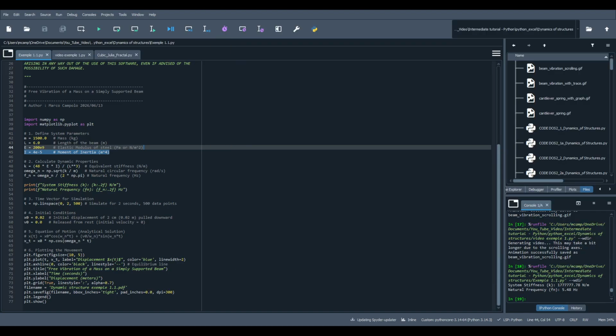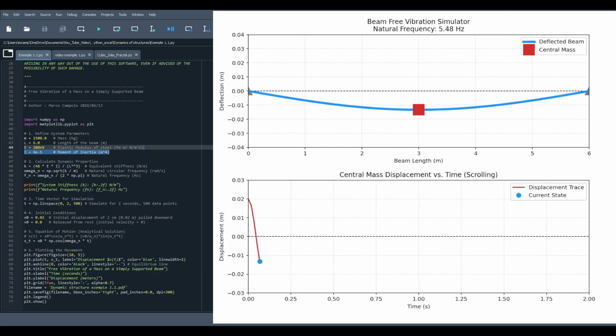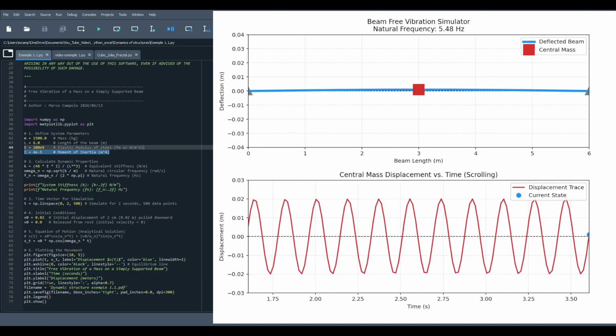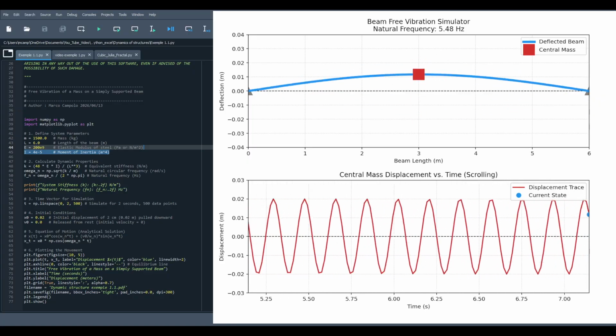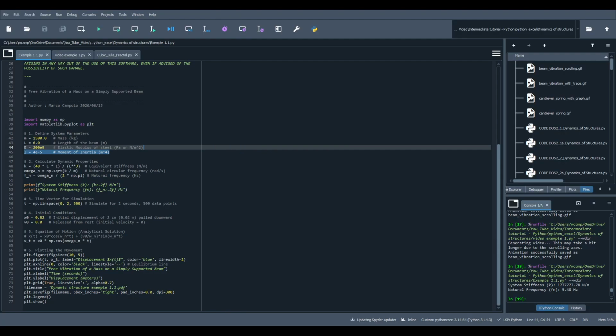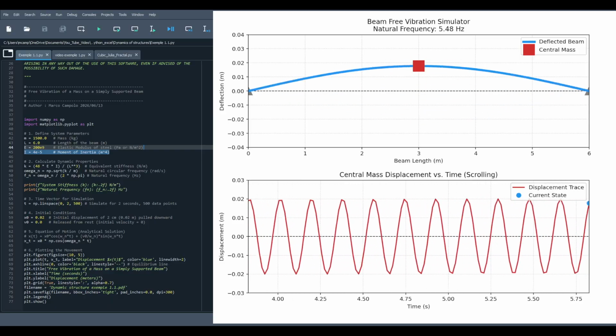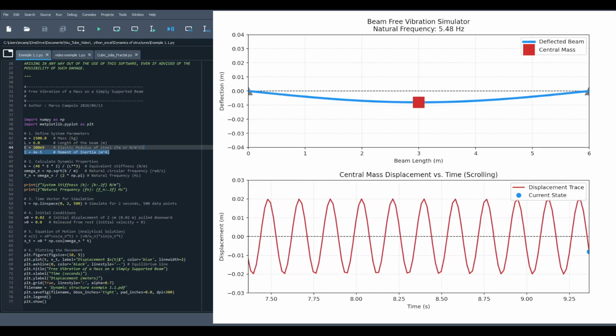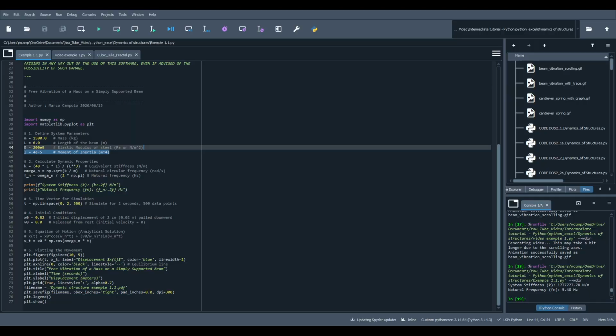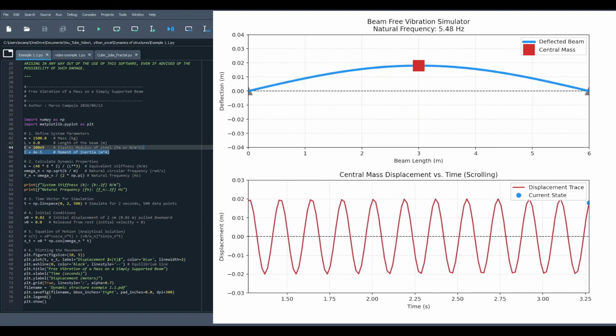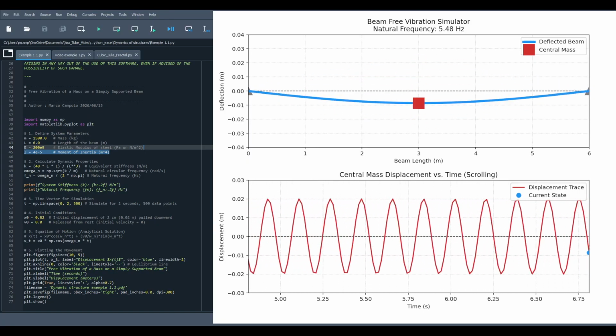After, we can see a simulation to understand what really happens. So this is the vibration of a beam with the mass, and the curve during the time.